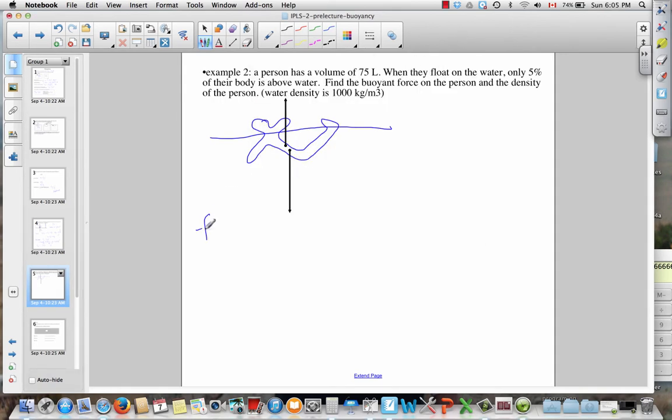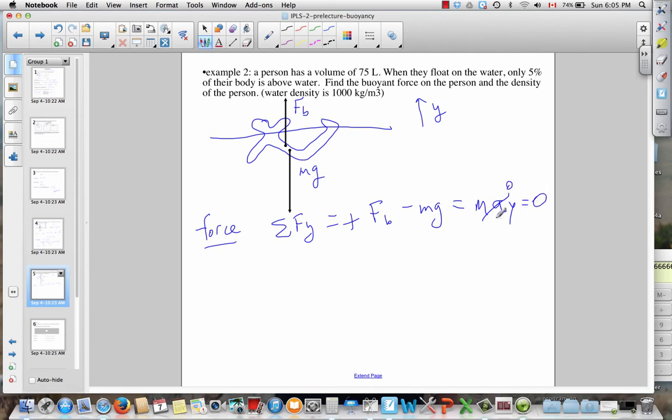So let's write our force equation then. Forces in the y direction, we'll again take the y direction to be up. I should label these arrows. This is the force of buoyancy from the water. This is the gravitational pull from the Earth. In the y direction, we've got an upwards buoyant force, and we've got a downwards weight. Sum of the forces is always ma, but acceleration is 0 because it's at rest.